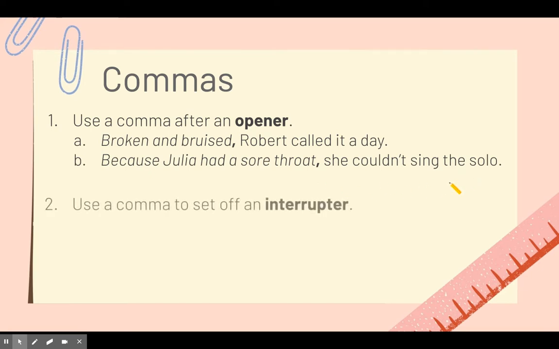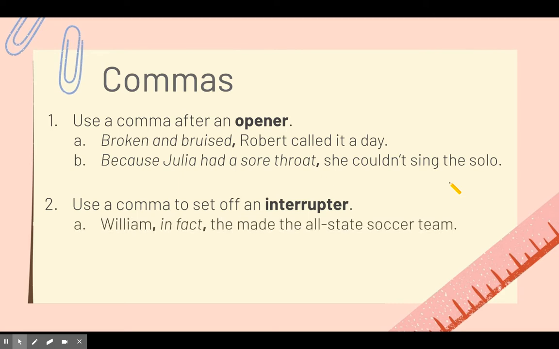You use a comma after or to set off an interrupter. Interrupters are like in the middle of the sentence. So, William, in fact, made the team, made the all-star soccer team. You don't really need "in fact." The sentence would work without it. But setting off this interrupter is necessary with commas.